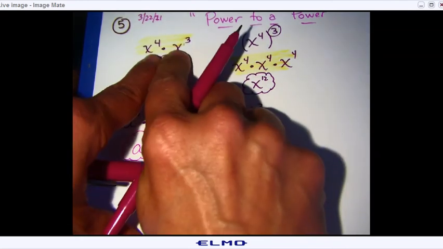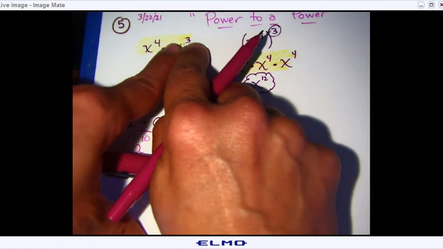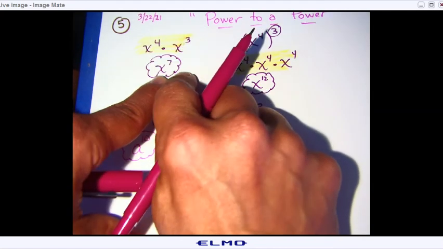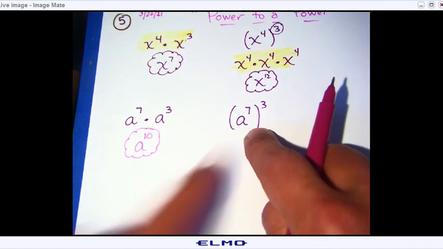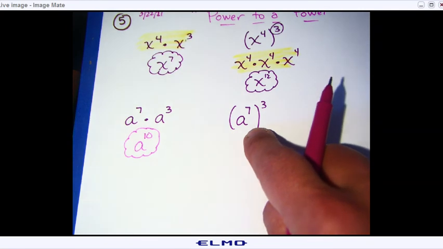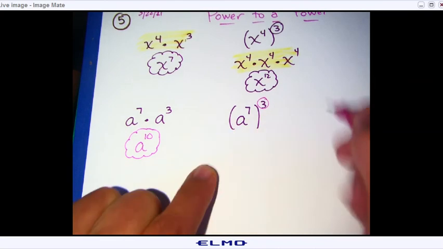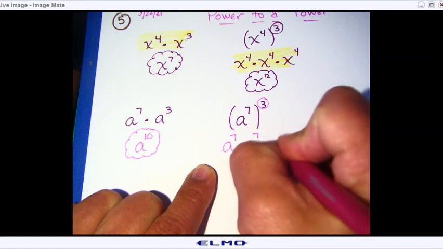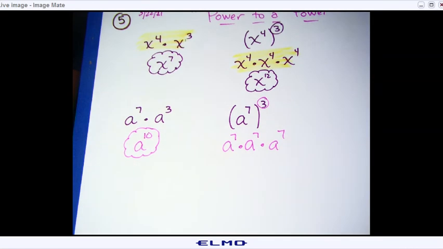Well, look over here. I have x to the power of 4 times x to the power of 3. Well, how many do I have? Don't multiply. You have x to the power of 7. Yeah, you just added them. Now, this is a little tricky because this is the power to a power. So, whatever's in parentheses, you got to raise it. You got to show it 3 times. All right, so 8 to the 7 times 8 to the 7 times 8 to the 7, right? There's 3. 1, 2, 3.